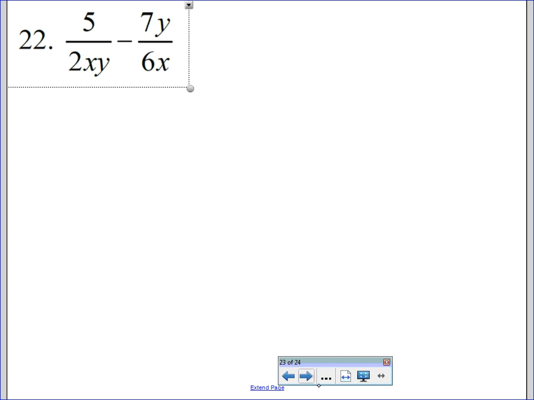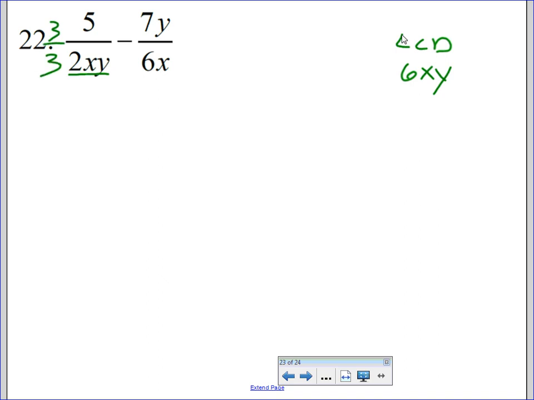All right, I need the two denominators to be the same, so my least common denominator is going to be 6xy. Remember, you find that by looking at the common denominator of the constants and then containing every variable to the highest power that it appears in either denominator. So in order to turn 2xy into 6xy, I'm going to need to multiply it by 3 over 3. And to turn 6x into 6xy, I'm going to need to multiply it by y over y.